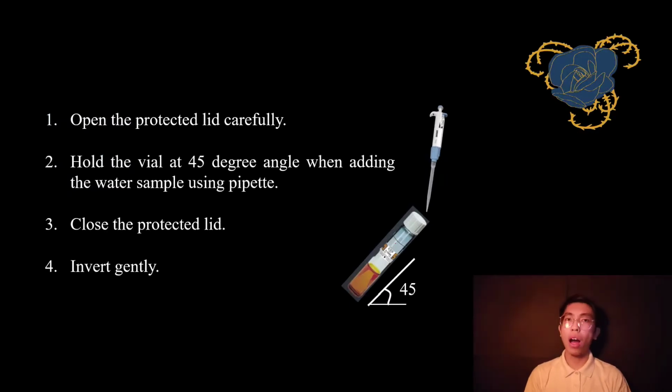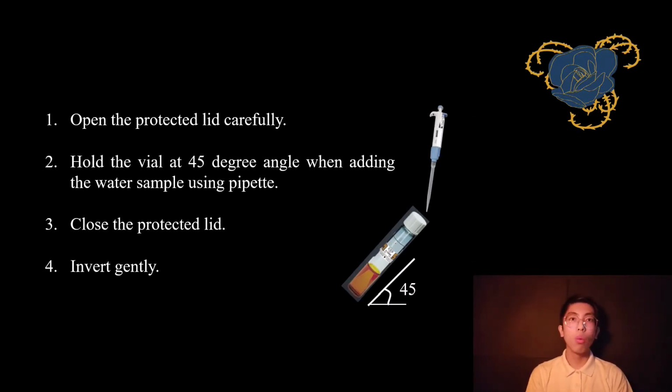Then I will show you how we insert the water sample into the COD vials. First, open the protective lid carefully. Hold the vial at a 45-degree angle when adding the water sample using a pipette. Make sure it is a 45-degree angle to prevent leakage of the chemical substance.